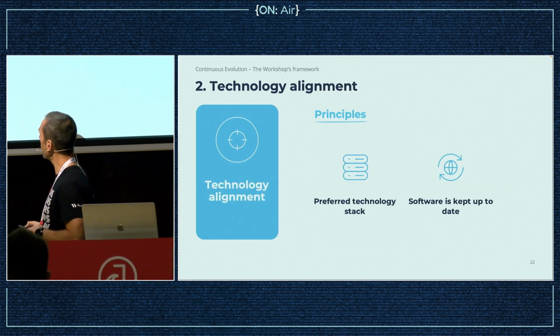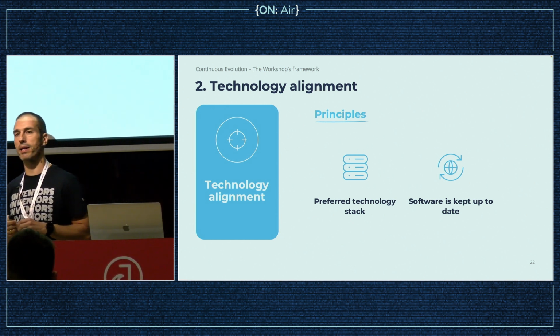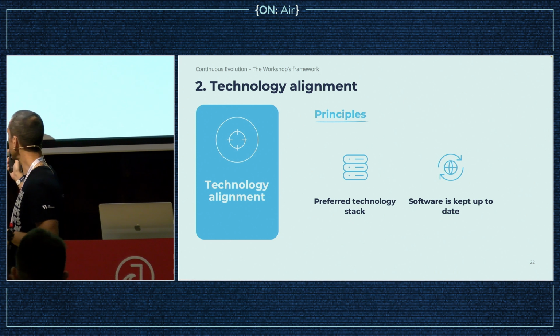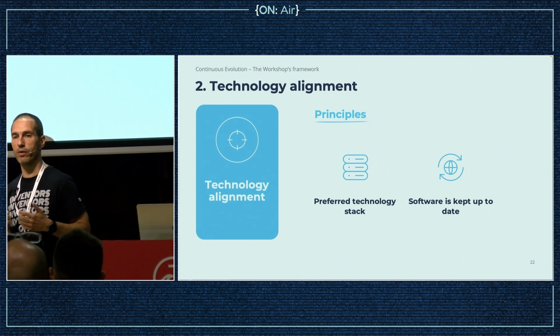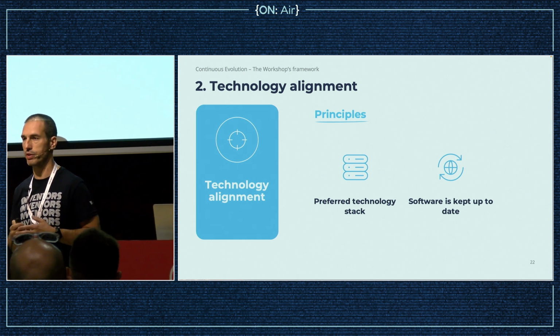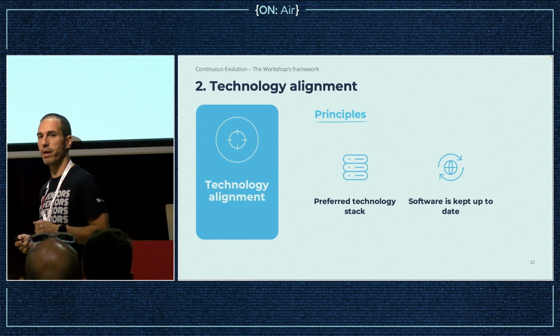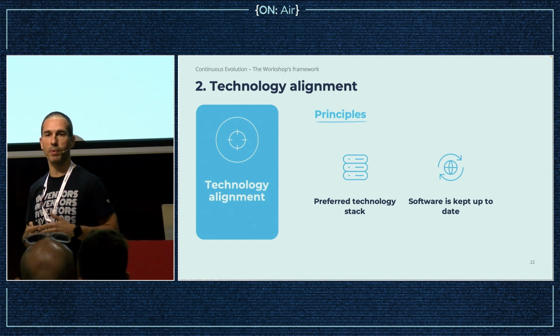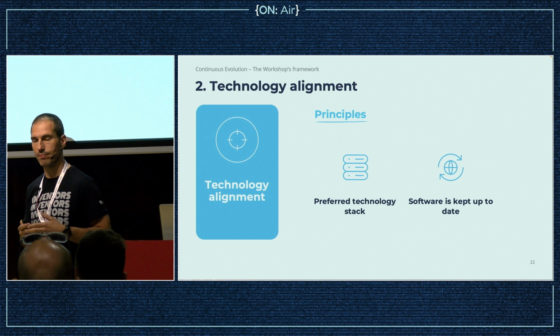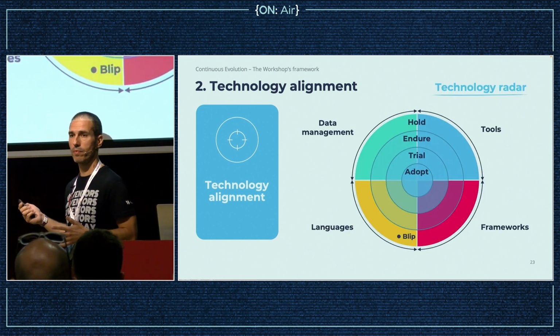So the second function is the alignment. The two principles behind this function are, first, we have a recommended technology stack that we want to promote rather than other technologies. And second, those technologies, when used in our products, we want them to be up to date. So the concept behind this is technology radar.